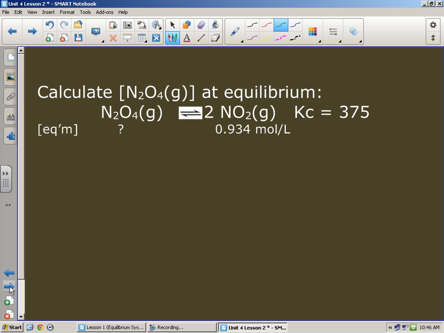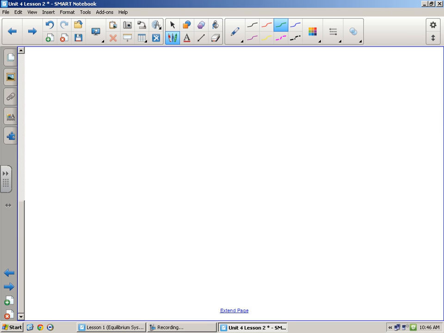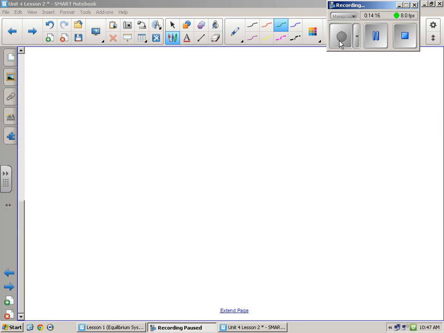Let's calculate this here. Now this one is a little bit different. This one already says calculate N2O4 at equilibrium. So this is already at equilibrium. I didn't give you the initial one. You don't have to figure out the change. So this is even quicker and easier. The difference is we want to find this concentration given that the Kc value in this particular one is 375. So once again, why don't you go ahead and figure out how you're going to manipulate this for that. All right, go ahead and solve for that one.